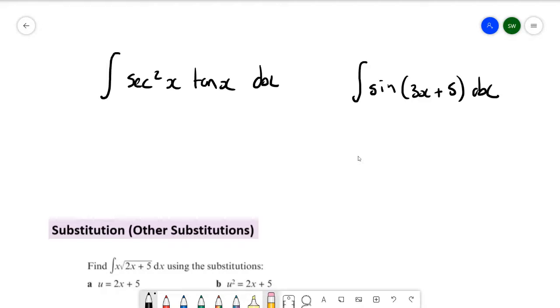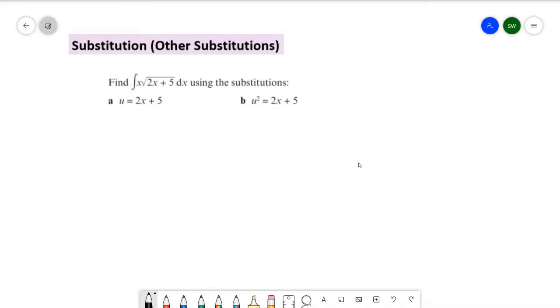So here we know that the derivative of tan x is sec squared x. So if we let u be tan x, then when we divide by the derivative, we're going to cancel the sec squared x. In this section, we're going to look at slightly more complicated substitutions. So let's have a look at this example and see why it's not as simple as that example that we just did. So they've given us the substitution to use here.